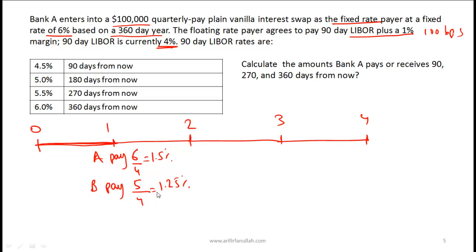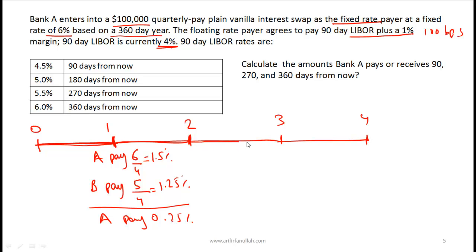So what's the net effect? The net effect is that A has to pay 0.25% of the notional principal. Now just to save space here, this is the payment that needs to be made on the first settlement date. So A, given this LIBOR, needs to make this payment. You can now figure out who needs to pay whom how much on this date.